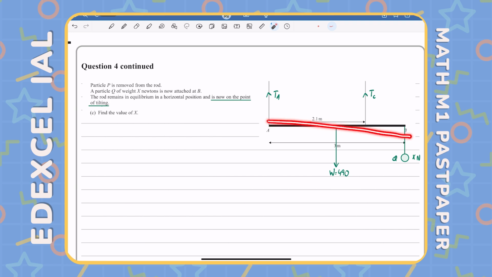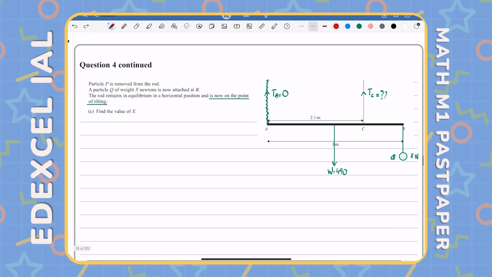And as it's something like this, this part of the string will actually become slack. Why? Because once it moves up, there's no tension because it's slack, and since there's no tension, that means it's equal to 0. But there will be tension in this part of the string. As it moves down, there will be tension in this part, but this part of the string will become slack. So that's very important for us to understand.